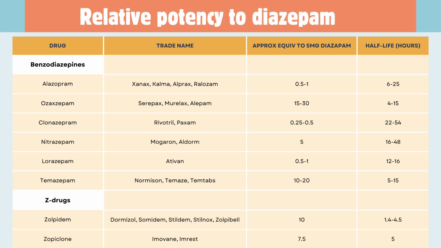And then we have the Z drugs, Zolpidem. Zolpidem has a potency of 10 milligrams to 5 milligrams of diazepam, and it's got a very short half-life, 1.4 to 4.5 hours, so it's very good at getting people to sleep, but not necessarily keeping them asleep. And then Zopiclone, it's got a potency of 7.5 milligrams to 5 milligrams of diazepam, so just slightly more potent, and its half-life is 5 hours. Again, just enough to get someone to sleep, but perhaps not to keep them asleep.